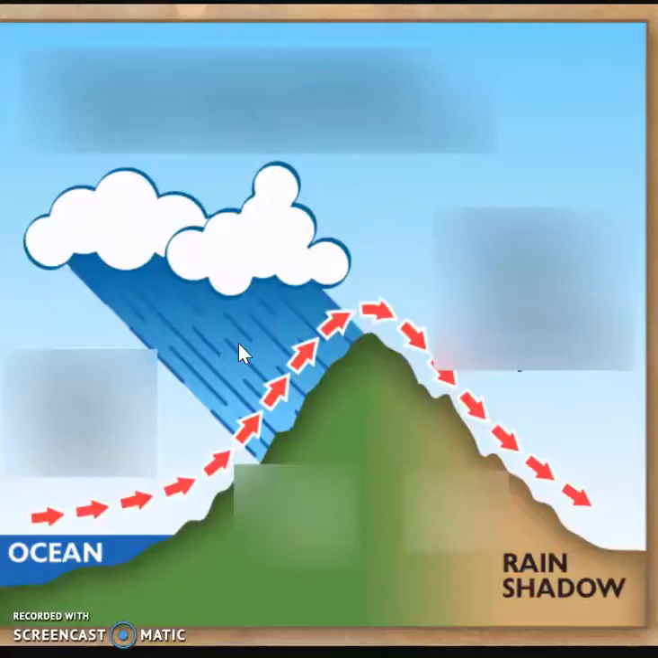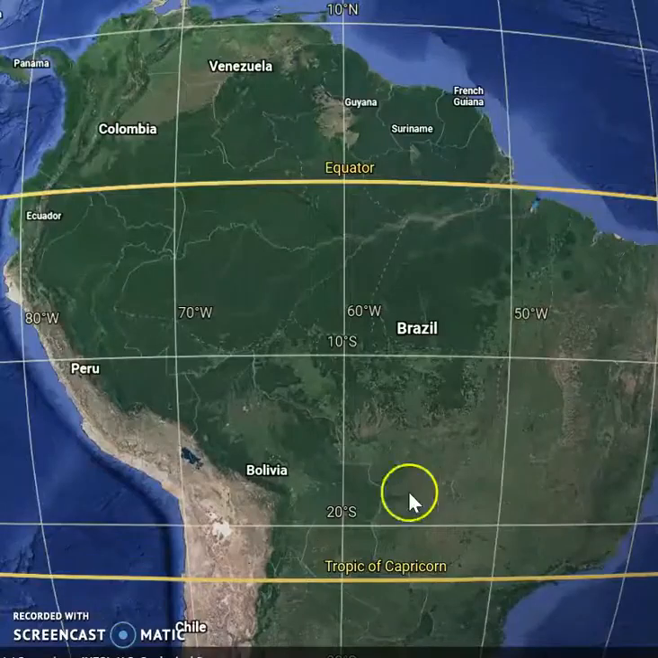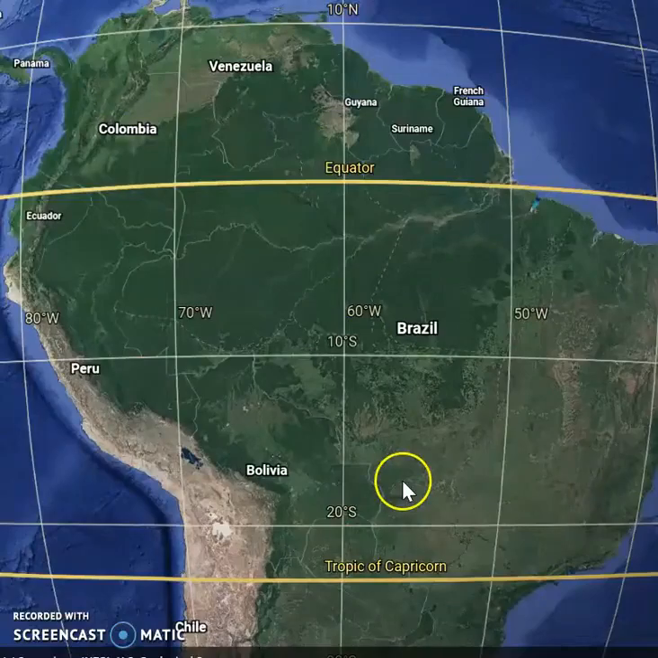So class, I hope this was basically helpful. I just want to show you one little example here with respect to the rain shadow effect, taking into consideration that we're talking about a continental landmass here. I'm going to show you South America now. So students, here we are looking at South America. We can see Brazil, Venezuela, Colombia, and so on.